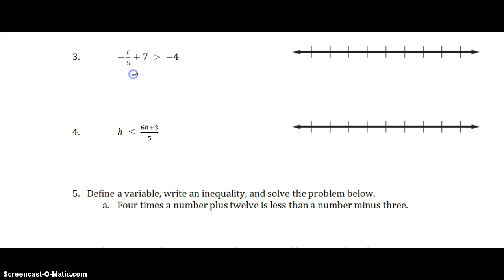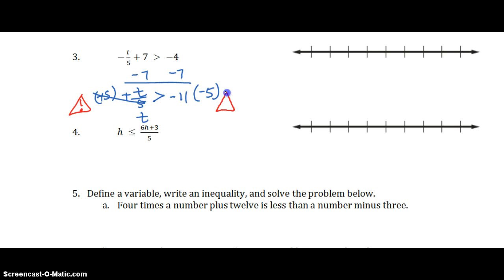For number 3, let's start with subtracting 7. So -t/5 is greater than -11. And now, how do we undo what's happening to t? We'll need to multiply both sides. Let's multiply by -5 in order to make our t positive. When we multiply by -5, this cancels and the t becomes positive. And we have sirens going off again because I multiplied by a negative. So flip your inequality sign, and -5 times -11 is +55.